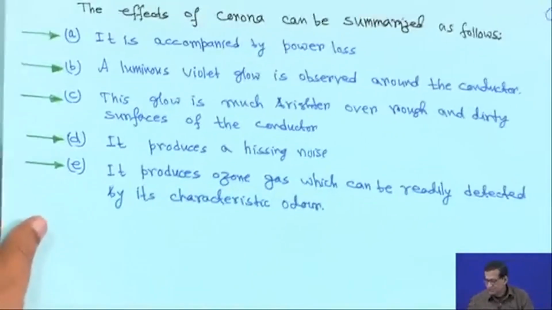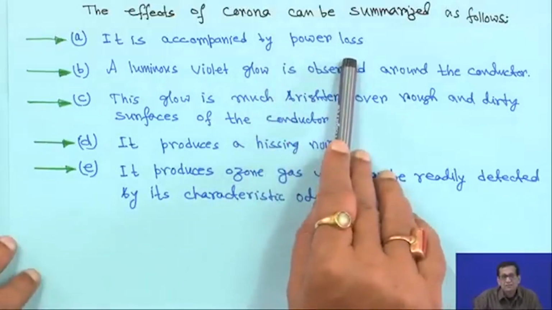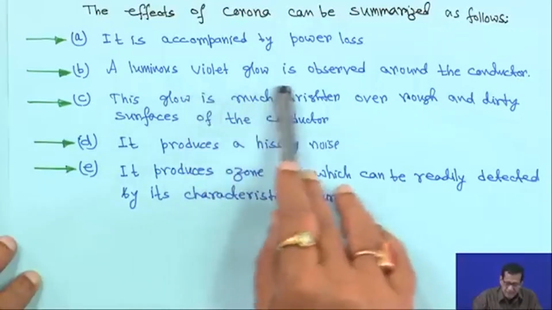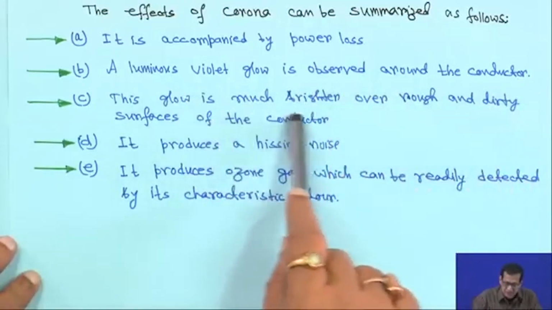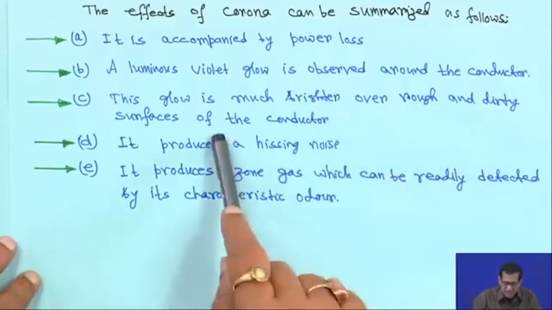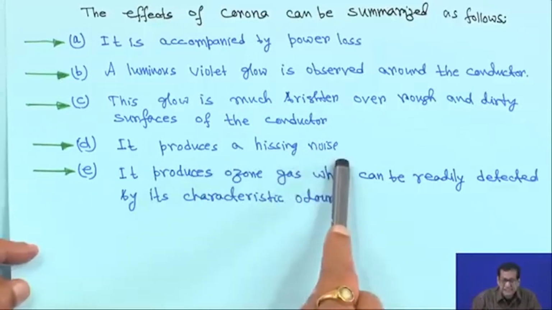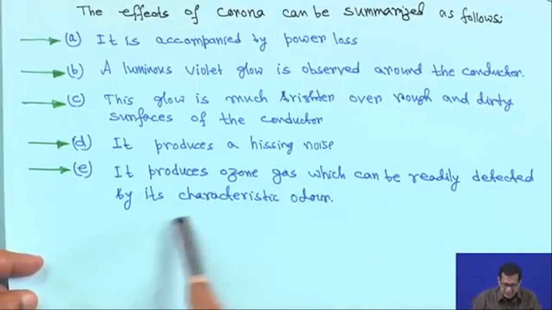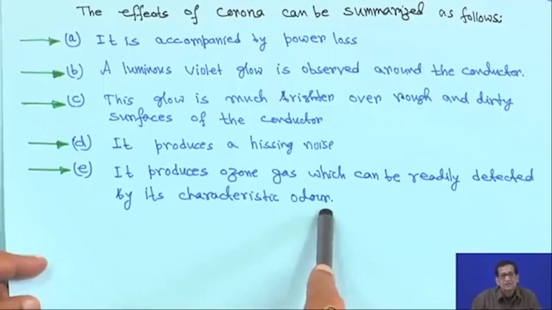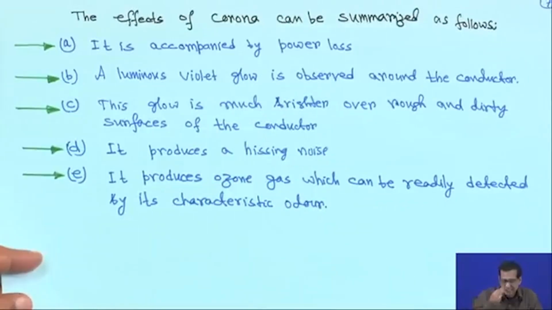Now, the effects of corona can be summarized in a few points. It is accompanied by power loss, this is known to you. A luminous violet glow is observed around the conductor. This glow is much brighter over rough and dirty surfaces of the conductor than over smooth surfaces. It produces a hissing noise. It produces ozone gas which can be readily detected by its characteristic odor, right. So, these are a few points that summarize corona.